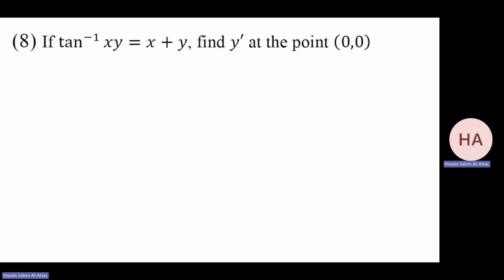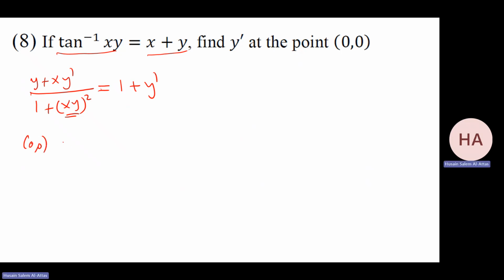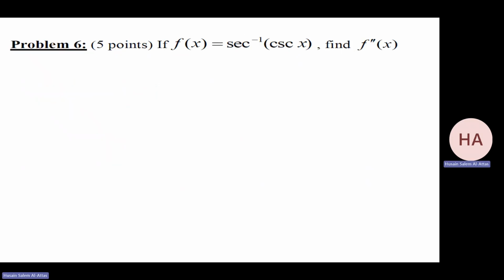Yeah. Tan inverse of xy equals x plus y. I need implicit differentiation. So differentiate this. I have 1 over 1 plus (xy) square, times the derivative of this, which is y plus xy prime, equals 1 plus y prime. I want to do that at 0, 0. So I'm getting what? 0 plus 0 over 1 plus 0 equals 1 plus y prime. So y prime equals minus 1. It's very easy.